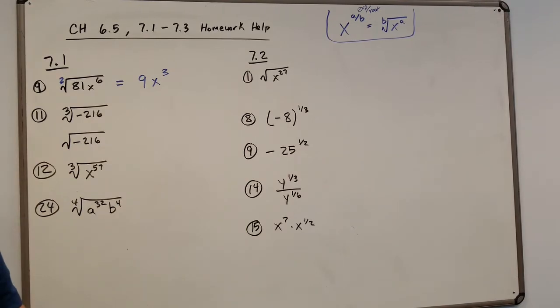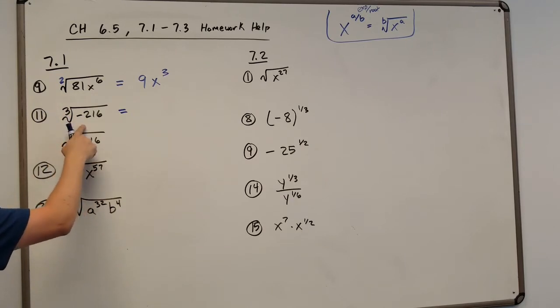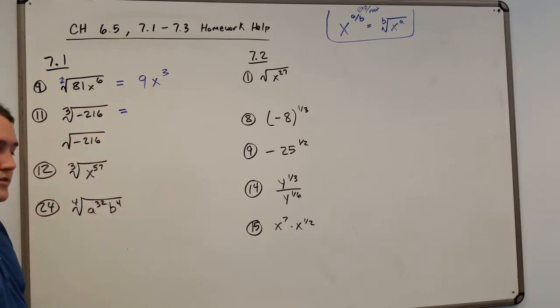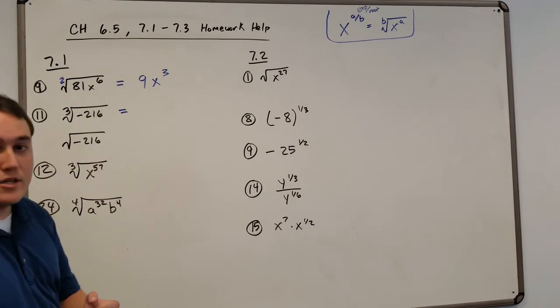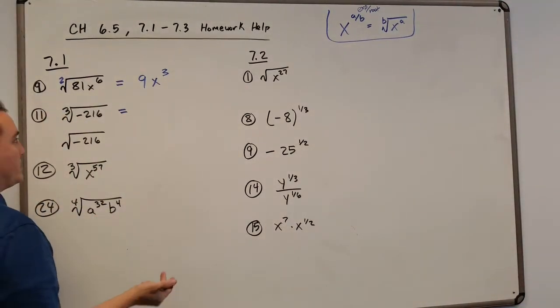It gets weirder in 7.3. So here we have the cube root of negative 216. That means what times what is negative 216. You can try it in your calculator. I am going to email you a formula sheet, so you will have that. So what times what is negative 216?